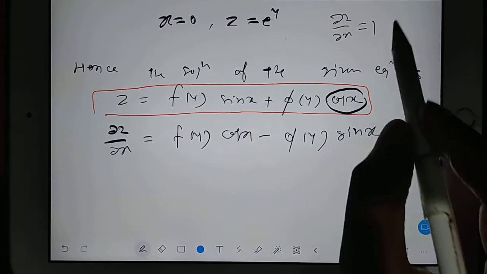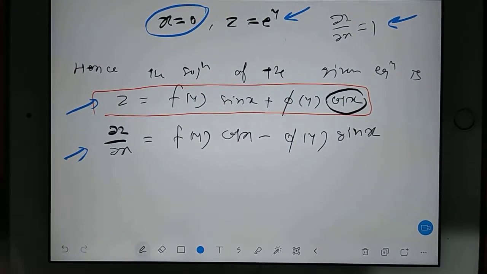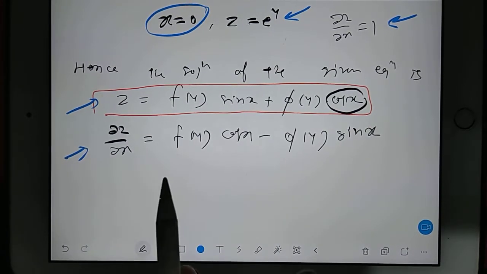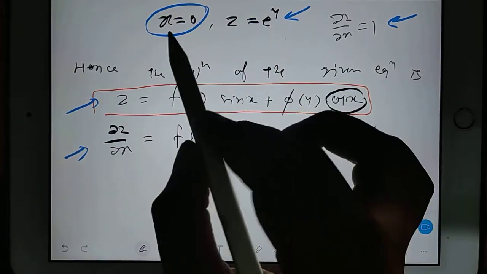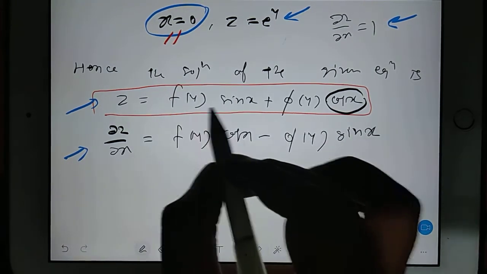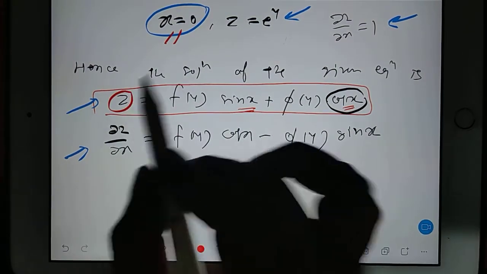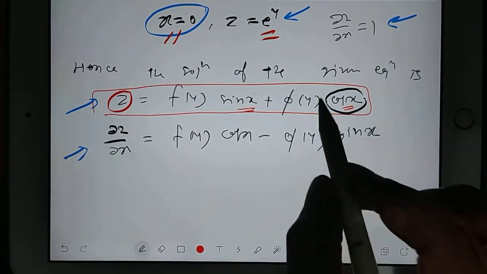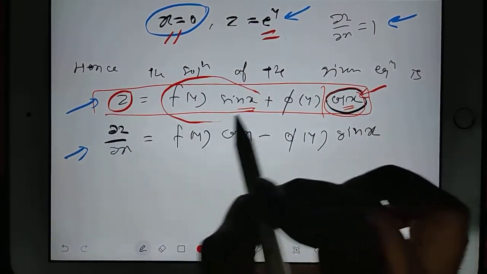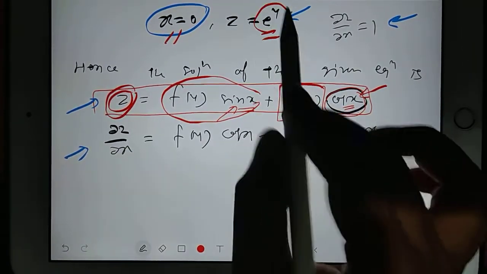Now see, I will use this value and this value for x equal to 0 in this equation and in this equation, and I will try to find the exact value of the arbitrary functions. So substitute x equal to 0 here and here, and at the same time put z equal to e power y. When you substitute x equal to 0 here, this will be 1, and this term will be 0 because of sin 0, right? So we got phi y equal to the z value, that is nothing but e power y.